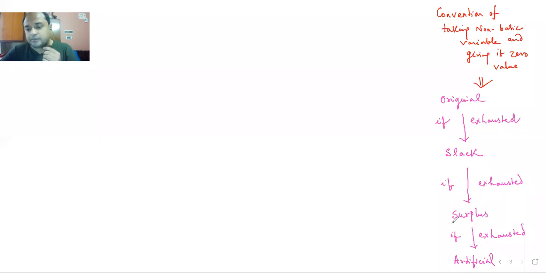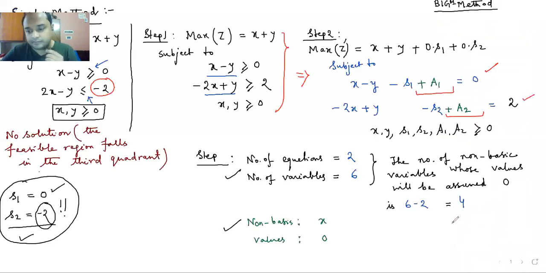Now let's get back to the problem. So my non-basic variables are original, slack, surplus, artificial. All originals have been considered. Two more need to be considered. Slack variables are absent, so go to surplus. Put S1 equal to 0. Put S2 equal to 0.